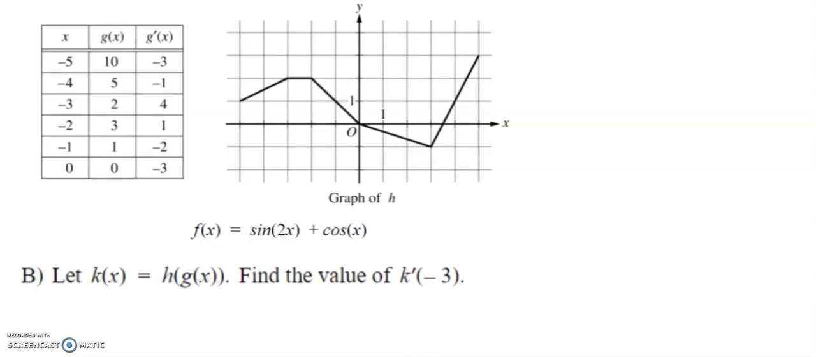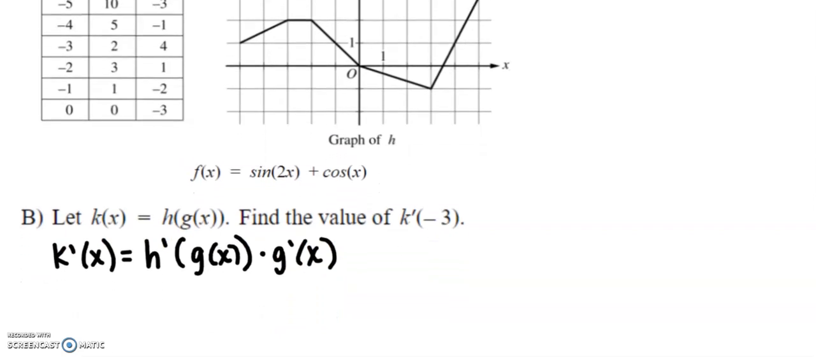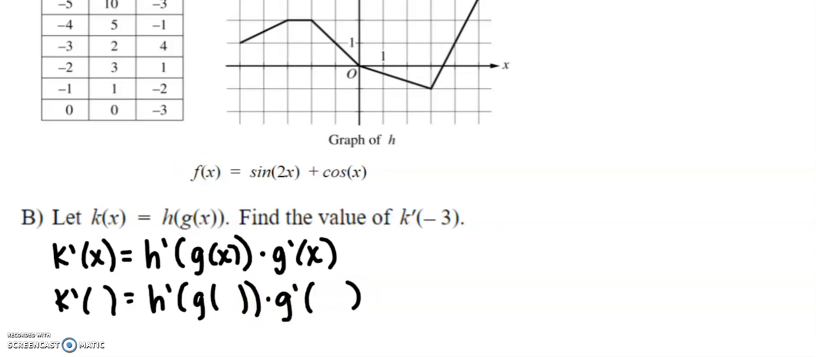All right, question B for some of you. Some of you, this might have been question C, but let k of x equal h of g of x, find the value of k prime of negative 3. Well, before we can find k prime of negative 3, we need to find k prime of x, which again is going to be the chain rule. So h prime of g of x, leave the inside alone, times the derivative of the inside. This then is where a lot of people lost some points, because you've got to be careful about what we're actually subbing in here. I'm going to leave these blanks, I'll fill them in with a different color here in just a second. We're looking for k prime of negative 3. So negative 3 goes in all of these spots.